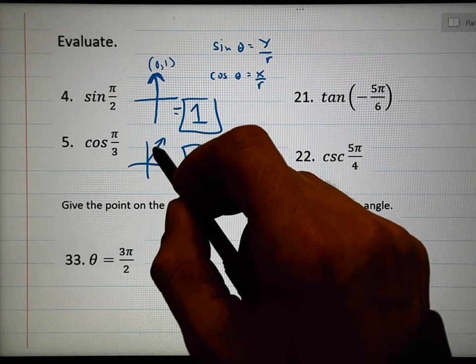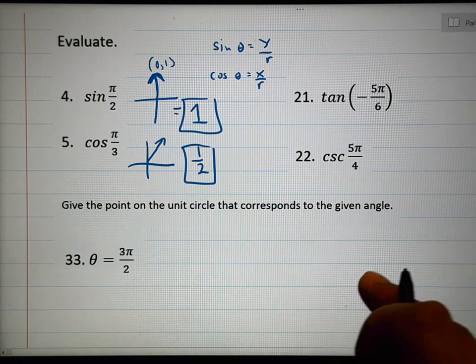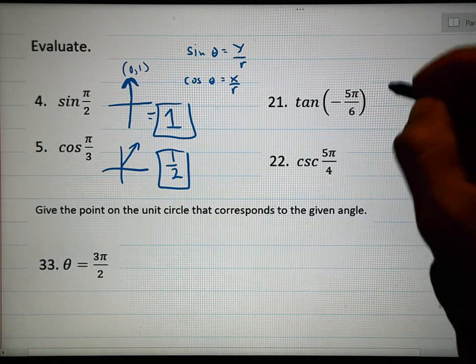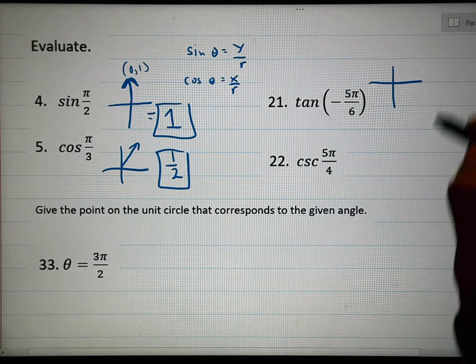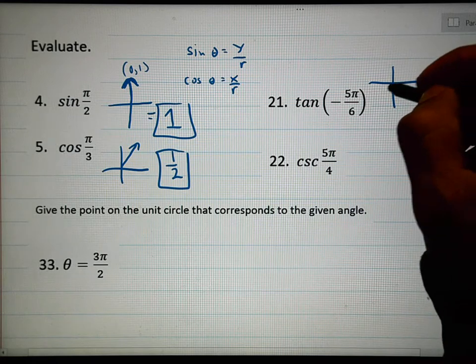I draw where it is so that I can get partial credit in case I'm in the wrong quadrant. I mean, if you're in the wrong quadrant, it depends whether this is negative or positive. Number 21, negative 5 pi over 6. I usually just draw where is negative 5 pi over 6. Instead of going positive, we go negatively, right about there.